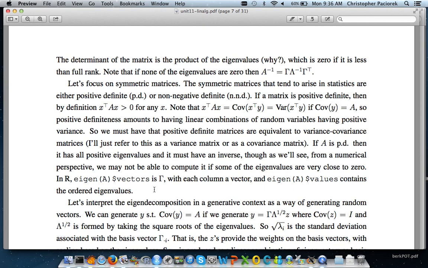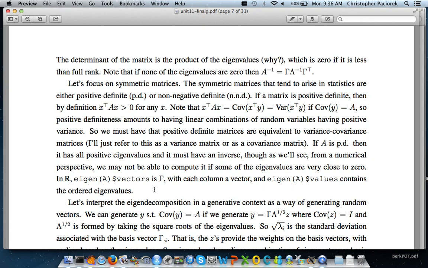So what am I doing here? I'm just taking linear combinations of these columns where the weights correspond to the z's. So I'm taking z1 star times the first column, z2 star times the second column, and so on and so forth. So I'm generating y as linear combinations of these eigenvectors. I can think of these as basis vectors. I can think of them as patterns. I'm taking combinations of these different patterns.